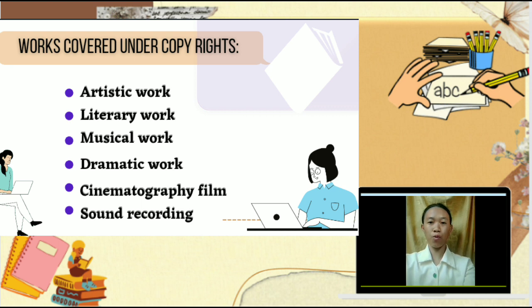This includes computer programs, tables, and compilations, including computer databases. Then, the musical work. So, from the word itself, this means a work consisting of music, in any graphical notation of such work. The next is the dramatic work. This includes any piece of recitation, choreographic work, or entertainment in dumb show. Then the cinematography film, which means any work of visual recording. And the last one is the sound recording, which means a recording of sound.